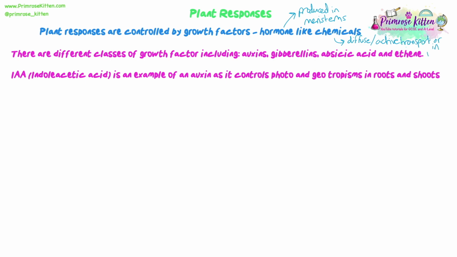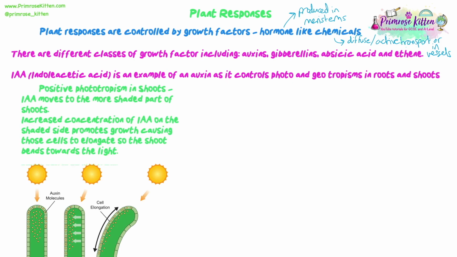IAA is the example we're going to look at, which is indoleacetic acid, and it's an example of an auxin. So it's within the group of auxins, and it controls both phototropism and geotropism, or gravitropism, in both roots and shoots. So let's look at phototropism in shoots first. The way it works is that IAA moves to the more shaded part of the shoot.